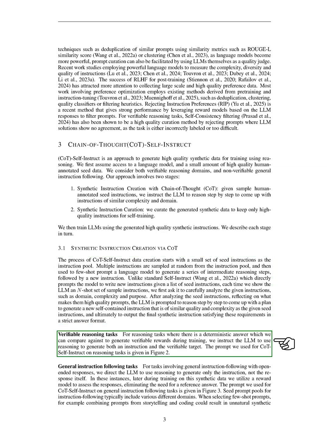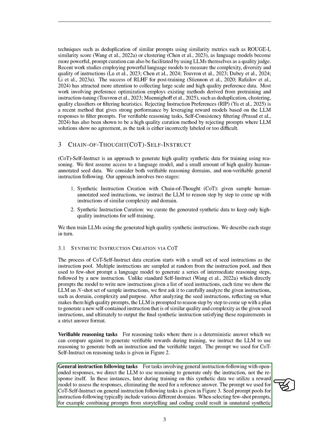For verifiable reasoning tasks, where we can compare answers to generate rewards during training, we instruct the model to create both an instruction and a verifiable target. For general instruction following tasks, we only ask the model to generate the instruction, not the response. During training, we then use a reward model to evaluate the responses, which removes the need for a reference answer. To ensure quality, we categorize seed prompts before sampling, as mixing prompts from different domains can lead to unnatural results.